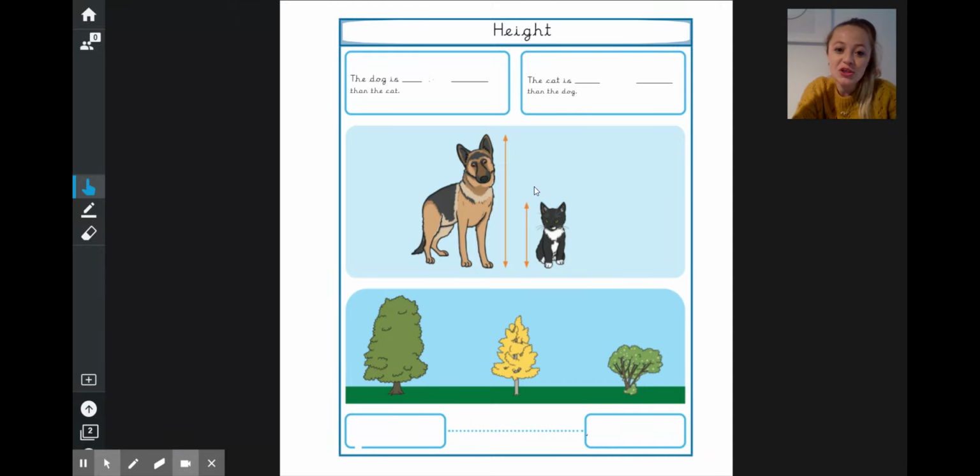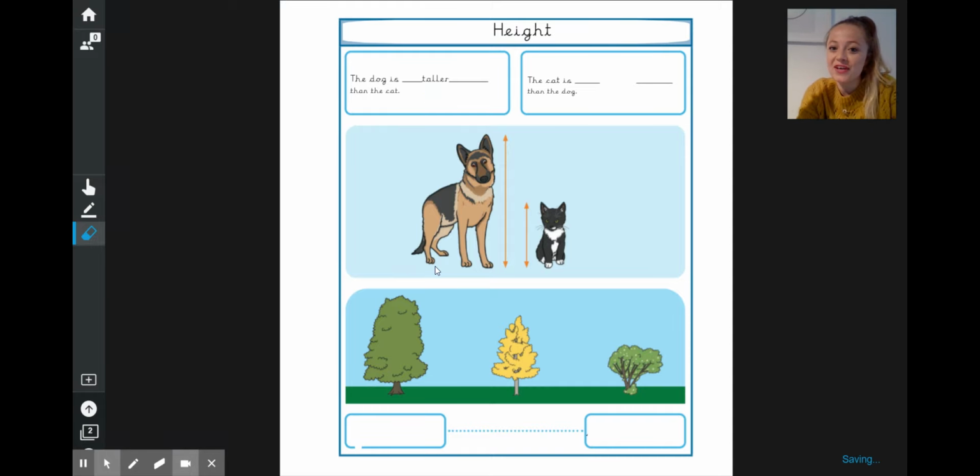So having a little look at the pictures we have on the board here, we have got a dog and a cat. And we have a sentence here that says the dog is blank than the cat. What word would we put in here? The dog is what than the cat? If we were looking at its height. So the height of something is either short or it is tall. And our dog here is taller than the cat.